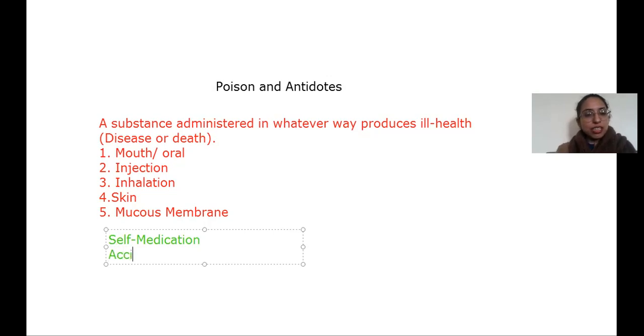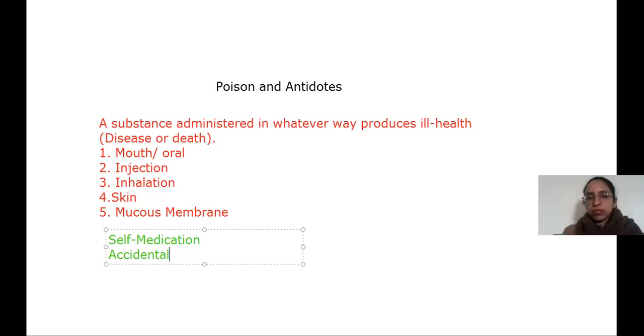Next is accidental poisoning. Accidental means, for example, if we keep a drug without a label, and after that we accidentally take some other drug, fine, like intentionally we are not taking any drug, just accidentally we take it, that can result in accidental poisoning.